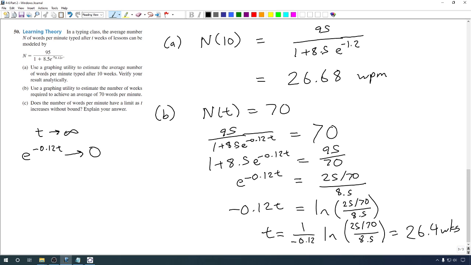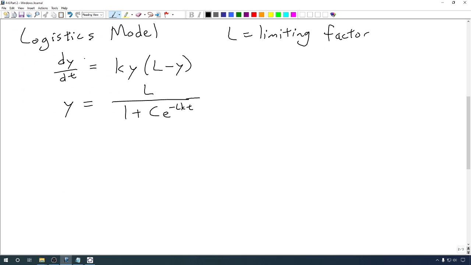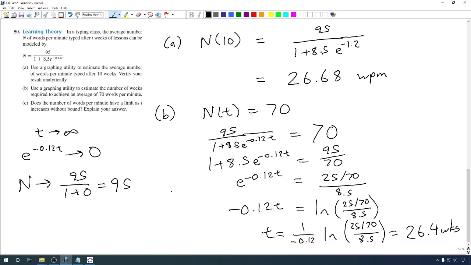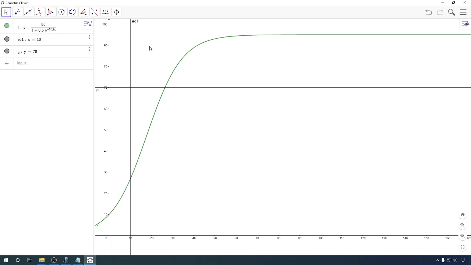That means that this term in the bottom is just going to go to 0, and so n is just going to go to 95 over 1 plus 0, which is just 95. So the number up on top of the logistic model, remember in our general formula, that was just L. That was our limiting factor. And that's saying that as we let our time go off to infinity, we are going to approach that limiting factor.